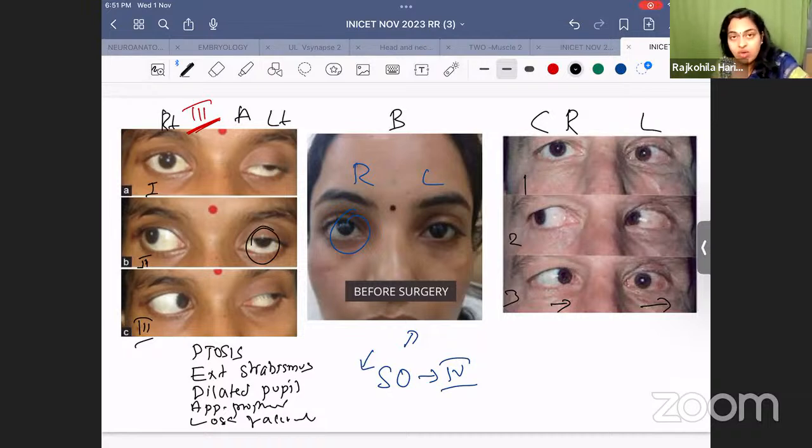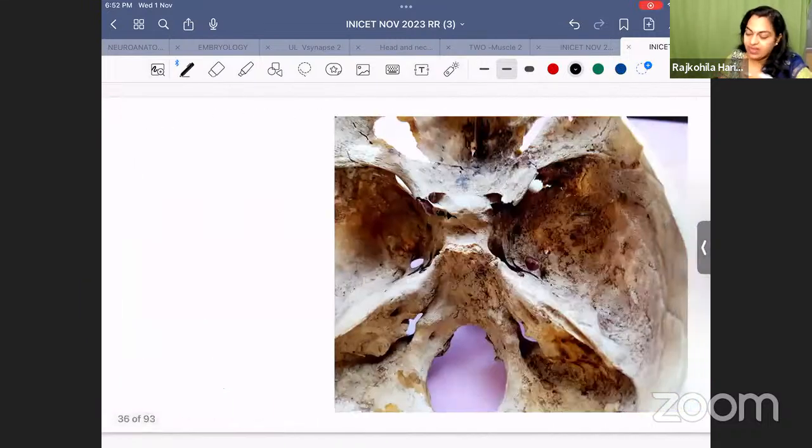So what is the muscle which causes abduction? Lateral rectus, that is innervated by the sixth cranial nerve. So image C is abducent nerve palsy, right?